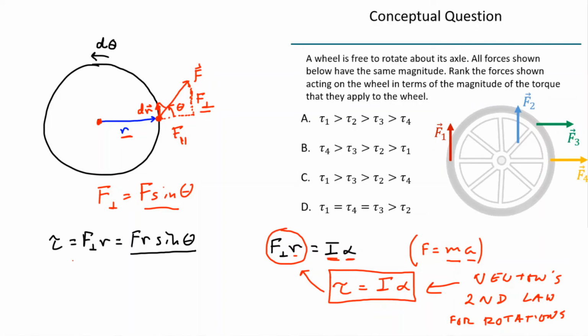To answer this question, let's look at our formula for torque. Torque equals F perpendicular times r. Well, r is a vector that goes from the center of rotation here to the place where the force is acting. So I've got a few different r's here. I've got r1, that's r for the force F1. I've got r2, that's r for this force F2. I've got r3, that is r for this force F3. And finally, I've got r4.